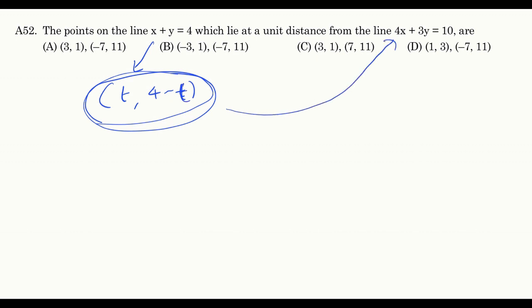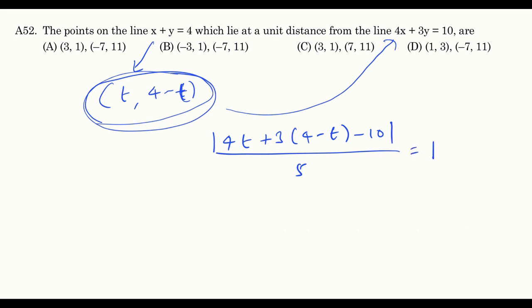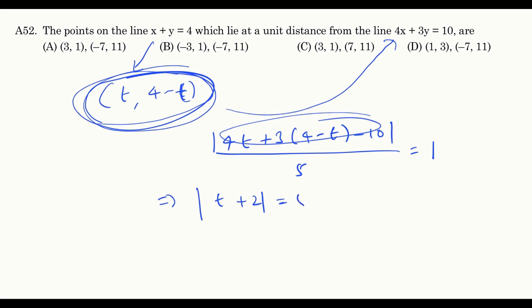Now let us apply the distance formula. I'll have it as mod of 4t plus 3 into (4 minus t) minus 10, divided by root of a square plus b square, which is 5. I want this distance to be 1. Such points I want. Now simplifying the numerator here, mod of t plus 2 is equal to 5, or I have t plus 2 is equal to plus or minus 5, or I have t is equal to minus 7 or 3.